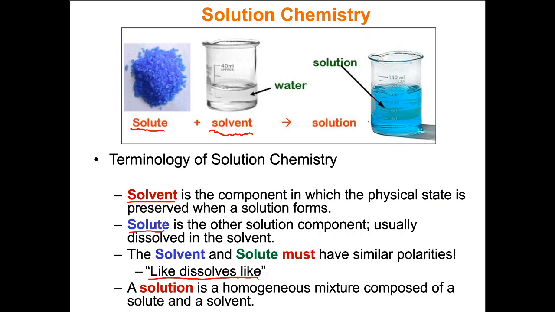So in this case, we're taking a blue solid, that's our solute, dissolving into liquid water to give us this blue solution. Okay, so solute is generally going to be what we have less of, or the solid. Solvent's going to be the liquid, most likely, but it's going to be whatever is preserved. So if our solution becomes a liquid, or stays in the liquid state, that's going to be our solvent.